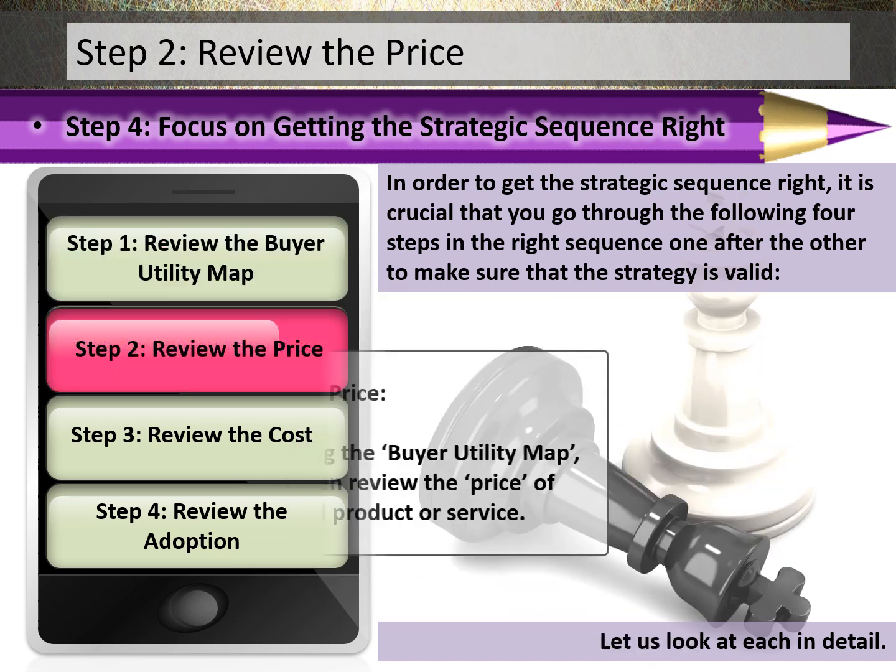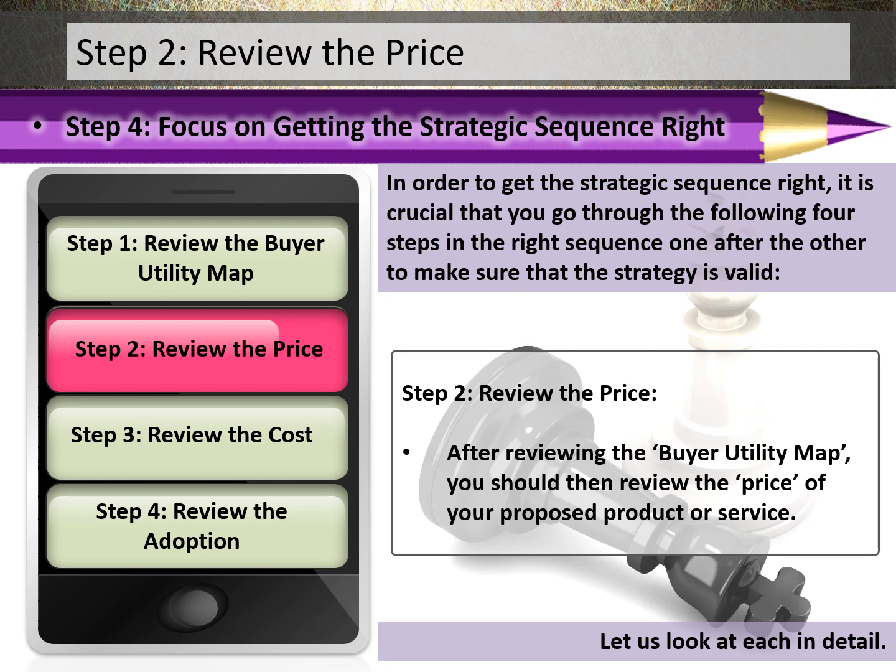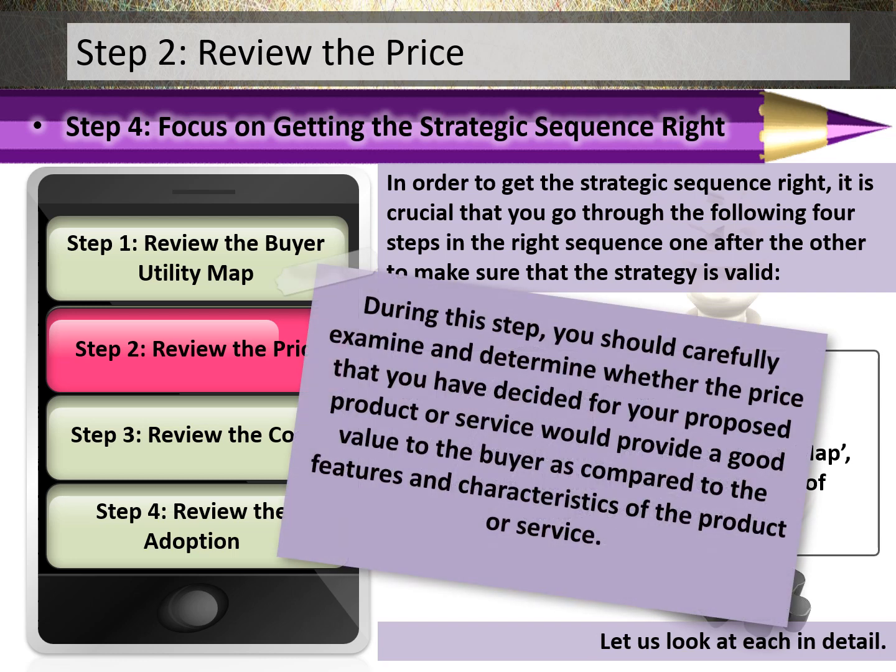Step 2, review the price. After reviewing the buyer utility map, you should then review the price of your proposed product or service. During this step, you should carefully examine and determine whether the price you have decided for your proposed product or service would provide a good value to the buyer as compared to the features and characteristics of the product or service.